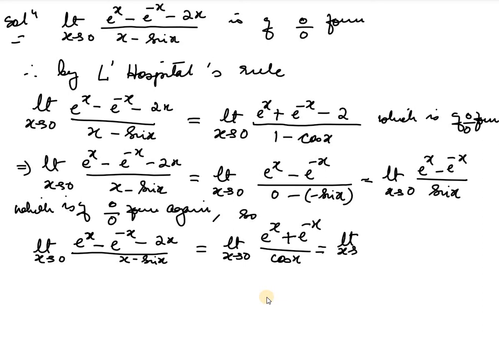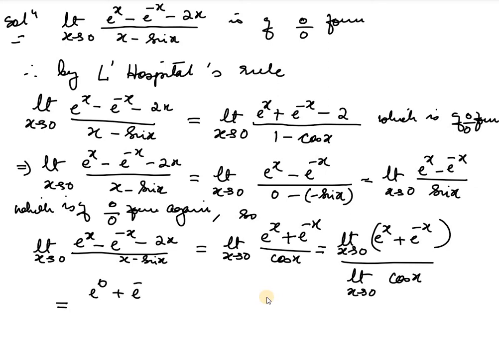It will be limit x tends to 0 of (e to the power x plus e to the power minus x), whole thing divided by limit x tends to 0 of cos x, using the quotient rule of limits of function, and this is equal to (e to the power 0 plus e to the power minus 0) by cos of 0, which is equal to (1 plus 1) by 1, which is equal to 2. So finally, the limit of this function, (e to the power x minus e to the power minus x minus 2x) by (x minus sin x), is equal to 2.